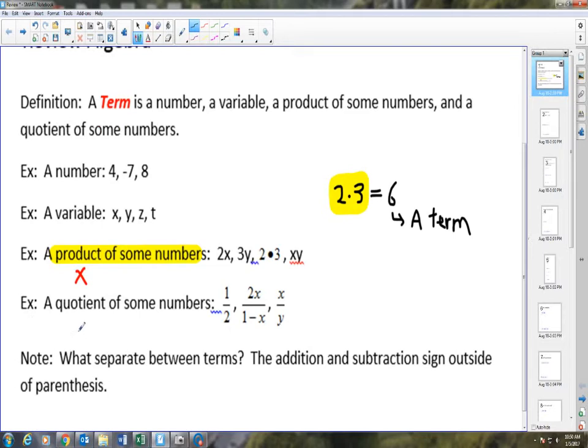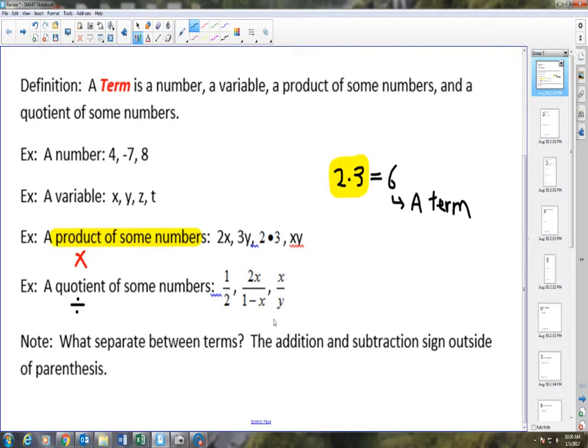Quotient means division. So we are saying here a division of some numbers is only considered one term. Using this one here in the middle, for example, the 2x over 1 minus x. So this rational expression is actually one term. This is actually one term because this is a division between something. Now, if we just look at the numerator alone, the 2 times x on top is actually one term.